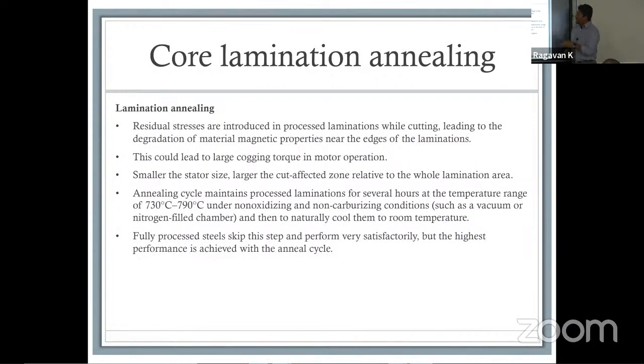So like I said, annealing matters because residual stresses are introduced during cutting, and that can actually lead to a large amount of cogging torque. That's why it matters to us. When we talk about structural, we always think, well, it's structural. Design the motor, we'll do structural. No. The way you do your structural is going to affect the electrical properties. It does have a direct feedback into our system.